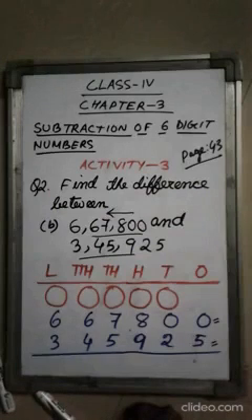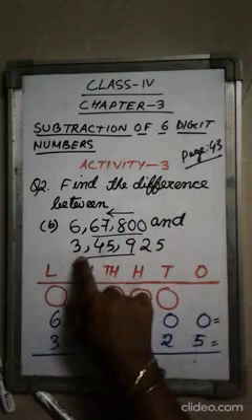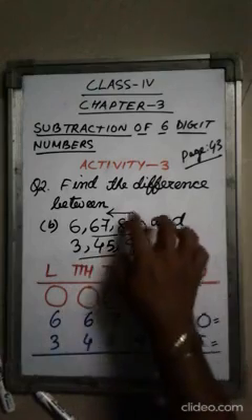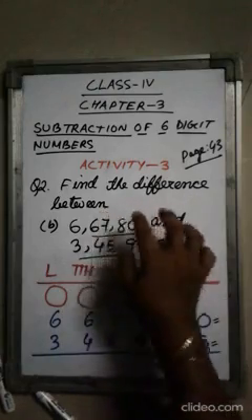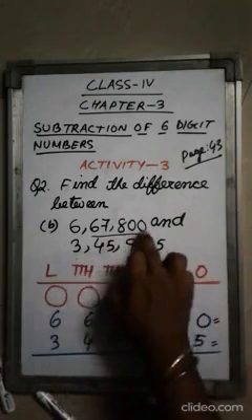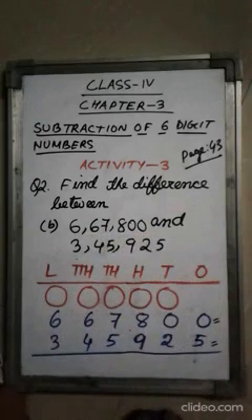We shall go to question number 2. Find the difference between 67,800 and 3,45,925. We have two numbers. We have to find the difference between these numbers. So what we shall do? We shall draw a place value chart.